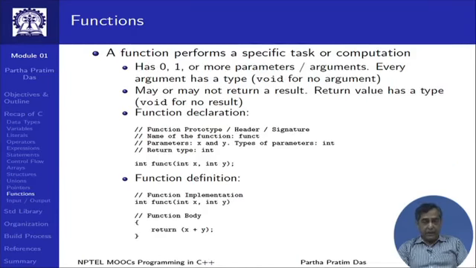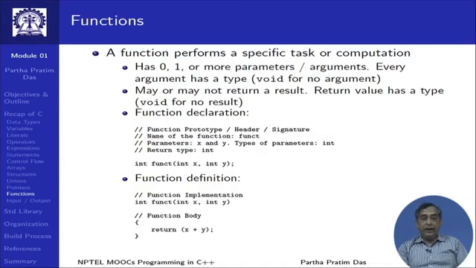So, what does this tell us? It tells us that there are two parameters. The first parameter is an integer, the second parameter is another integer. It tells us that the name of the function is funct. It tells us that the type of value it will return is int. This is the purpose of the function declaration or the function header.